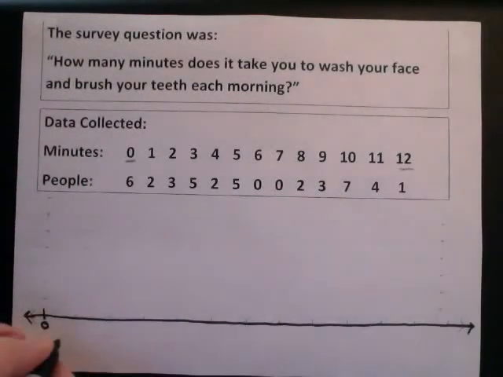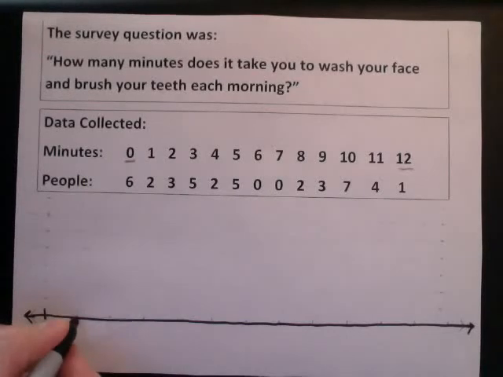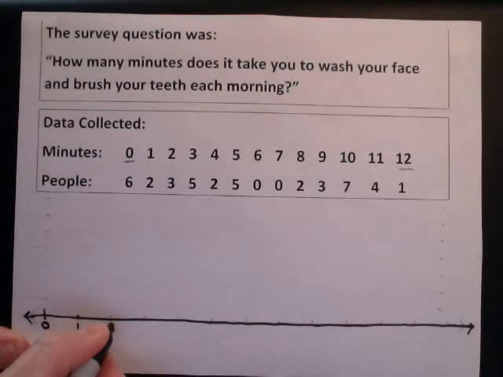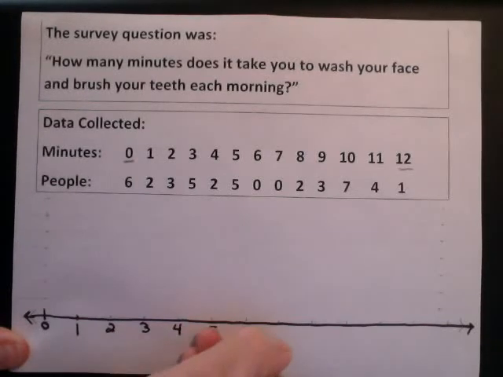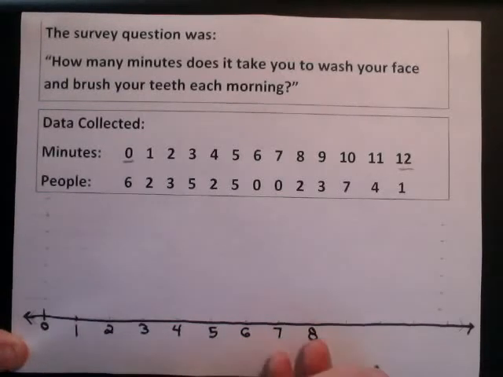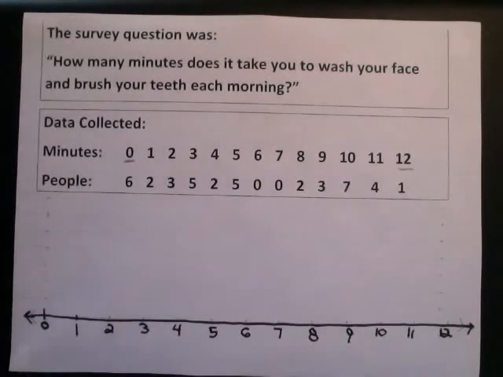So we just want to number off on our number line, and we'd break it up and say, okay, here we're going to have 1 minute, 2 minutes, 3 minutes, 4 minutes, 5 minutes, 6 minutes, 7 minutes, 8 minutes, 9 minutes, 10 minutes, 11 minutes, and then of course 12 minutes. Okay, so the number of minutes, maximum was 12, minimum was 0, and we simply numbered our number line.